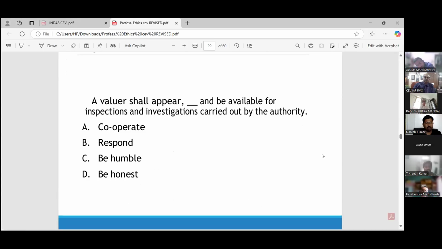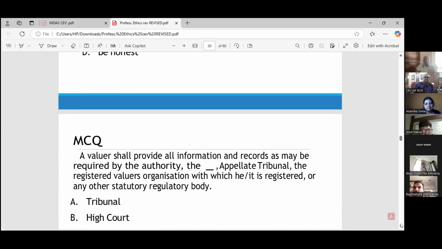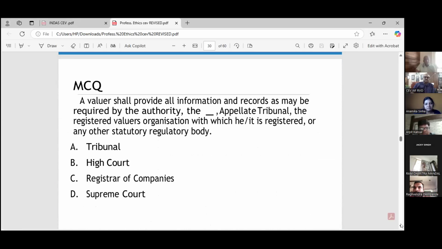A valuer shall be available for inspection and investigation carried out by the authority. Cooperate, be honest. A valuer shall provide all information and records as may be required by the authority, the appellate tribunal, the registered valuers organisation with which he is registered, or any other statutory regulator.